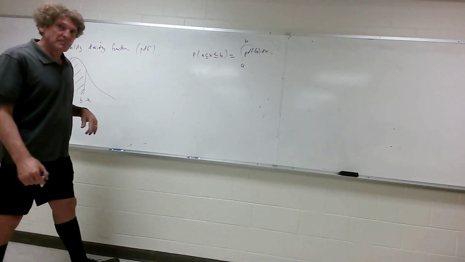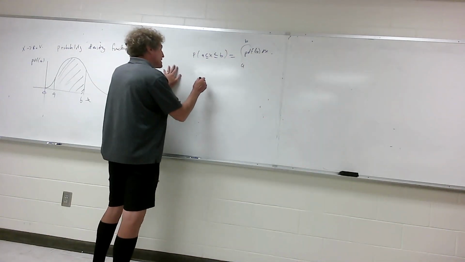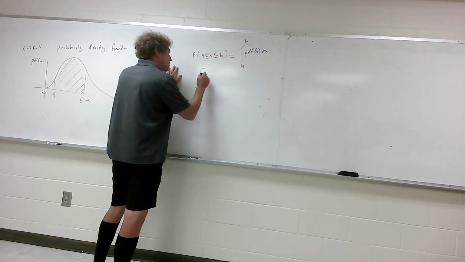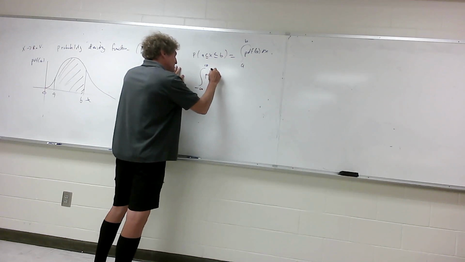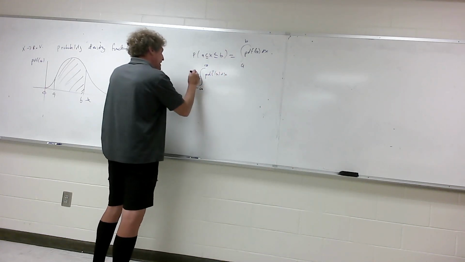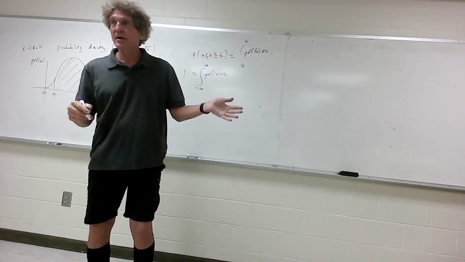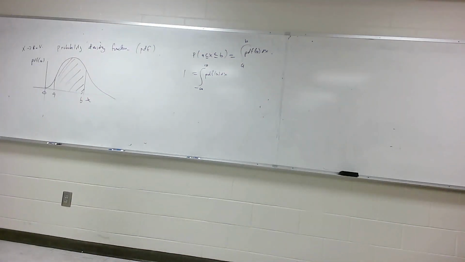Now, there's one thing about a PDF that's real important. If you integrate over all possible values of the probability density function of x dx, you have to get 1. The area under that curve has to be 1. In other words, the likelihood of x, if it's a random variable, being between minus infinity and infinity has to be 1. It's like the coin toss. If we toss a coin, the outcome has to be either heads or tails.